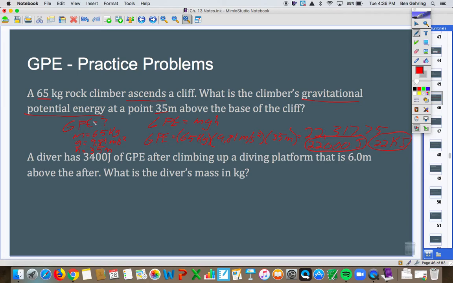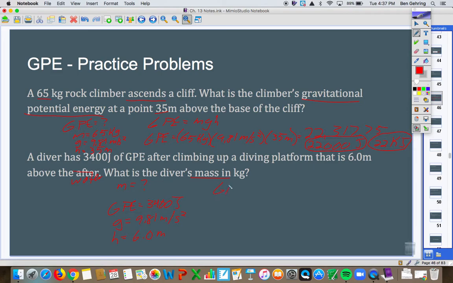All right, question 2. A diver has 3,400 joules of gravitational potential energy after climbing up a diving platform that is 6 meters above the water. What is the diver's mass in kilograms? All right, so things that I know. One, I'm looking for mass, so mass equals question mark. GPE of this diver is 3,400 joules. I know that my gravity is still going to be 9.81, unless I tell you it's not on Earth. We're going to go with that number. I know that my height, which was stated there, is 6.0 meters.